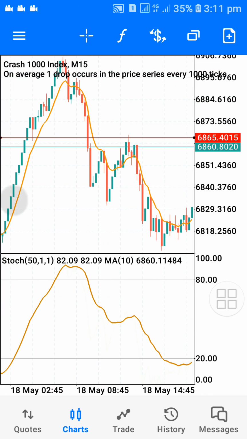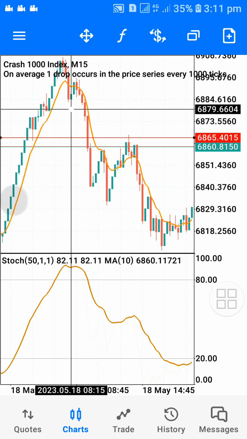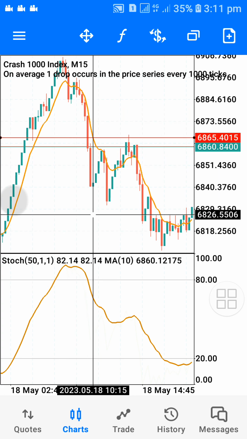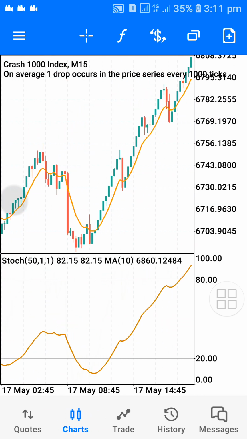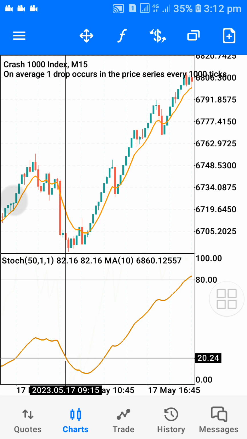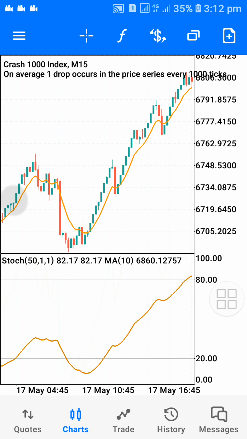So now once you get to this area, you see what happened. It went all the way down. You're making a whole lot of money. You're catching a lot of spikes there. You see this too, the same thing. You make good money. You're catching a whole lot of spikes there.